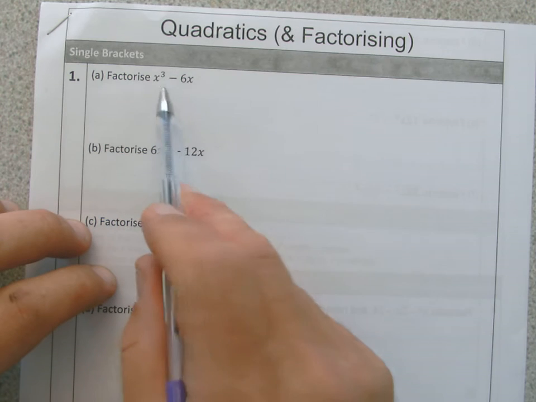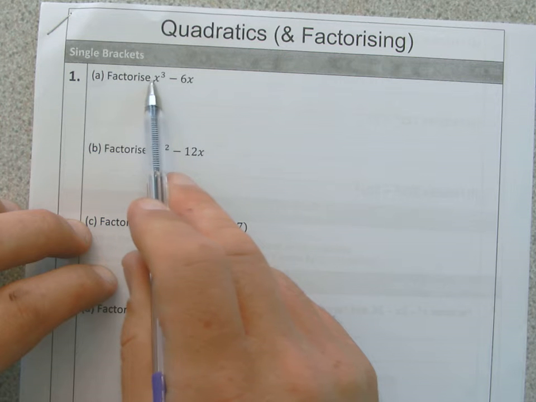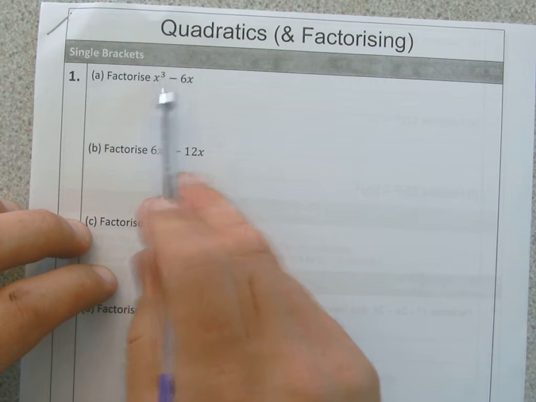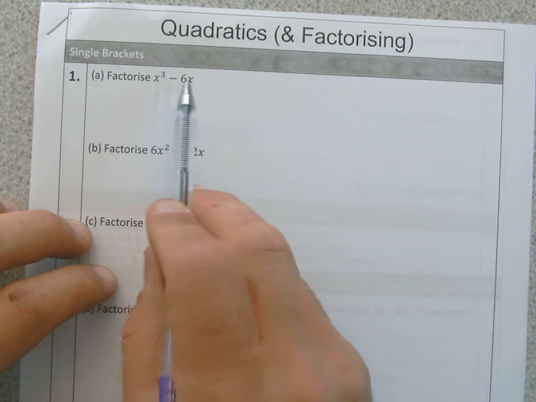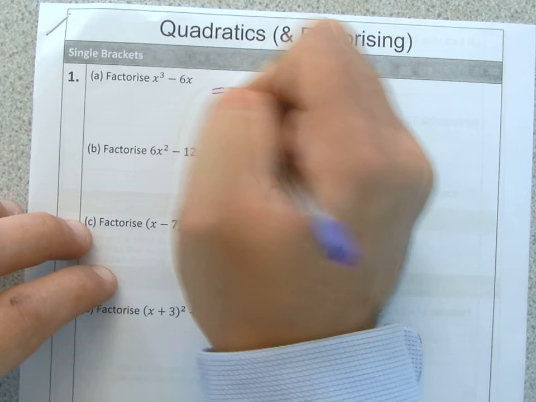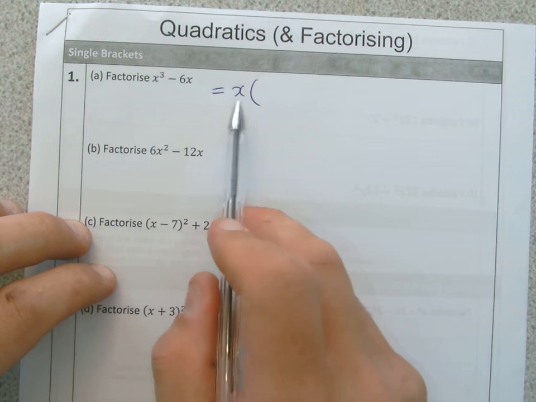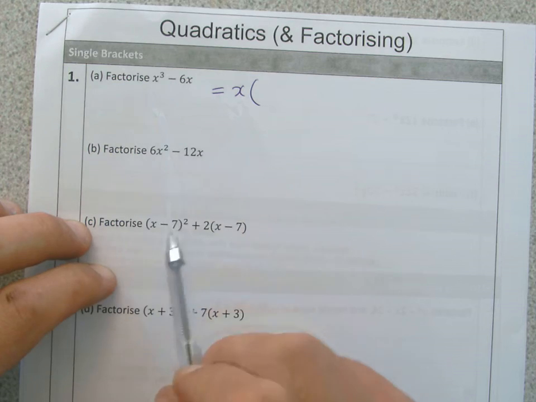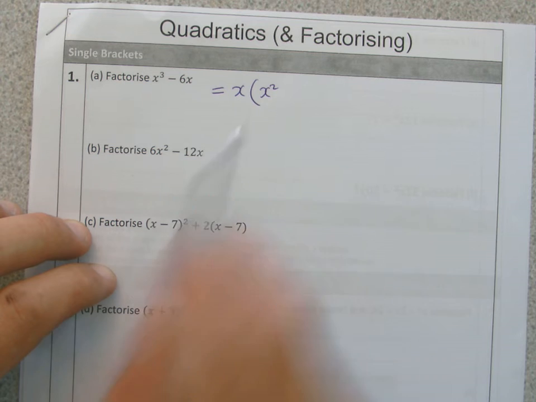Now in terms of numbers, you've got a 6 here, or minus 6. But there's only 1 in front of this here, so there's no numbers going to go outside the bracket. But x's we can put out, can't we? We put a single power of x, and then open bracket, and then all you've got to do is ask yourself, what do I times by x to get x cubed? So of course that's got to be x squared. That'll give me x cubed when I multiply.